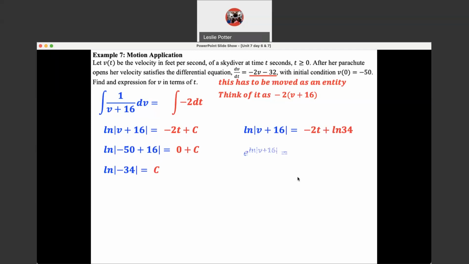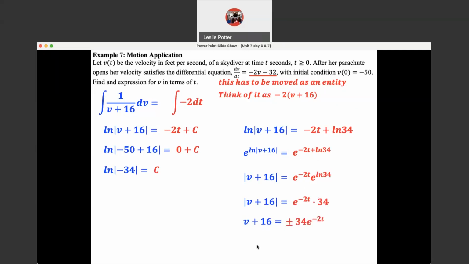And then I'm going to exponentiate both sides. I could have put brackets here too. That probably would have been a good idea. And then we know that e to the natural log of v plus 16 is just v plus 16. I still have my absolute values there. And this I'm going to rewrite as e to the negative 2t times e to the natural log of 34. Anytime you can do this with a numeric expression, we know that it's just the number. So the 34 is going to come out in front here. I'm going to drop these absolute values in a second. I'm going to put my plus or minus here, and bring my 34 in front.